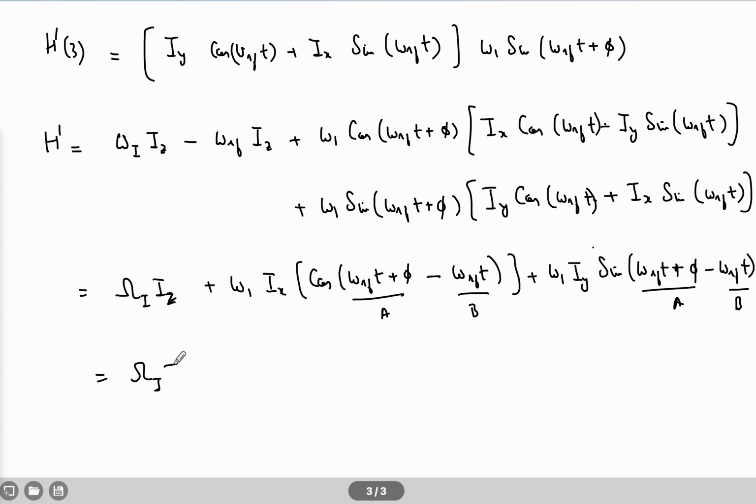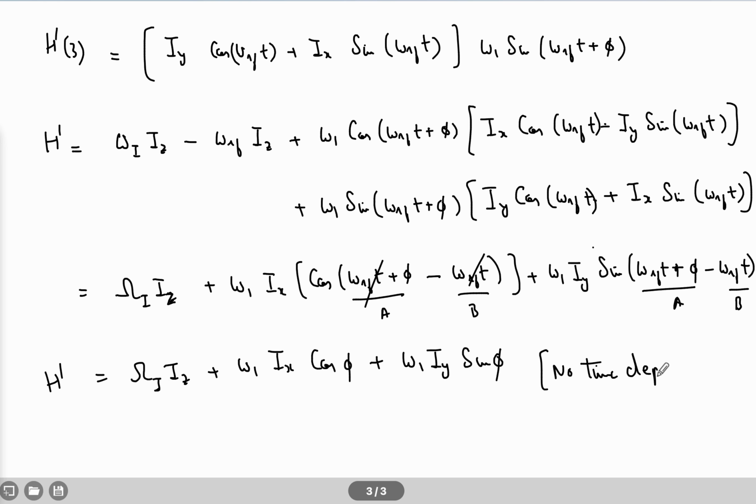This is offset Iz plus omega 1 Ix cos phi. So now this thing nicely cancels, so you're left with only cos phi plus omega 1 Iy sin phi, right? So H prime has now nicely gotten rid of the time dependence, right? So no time dependence here, at least in the RF part, right?